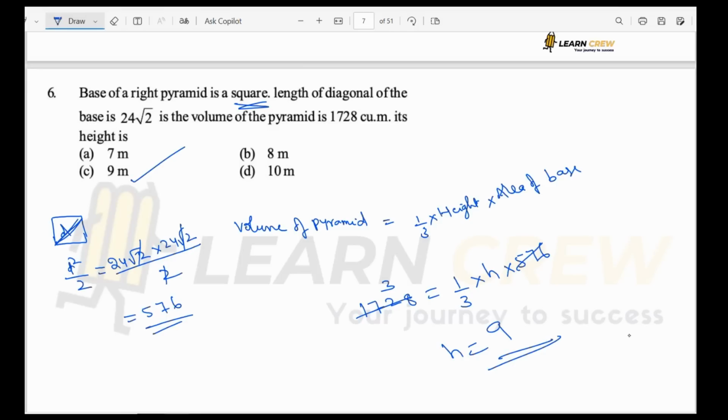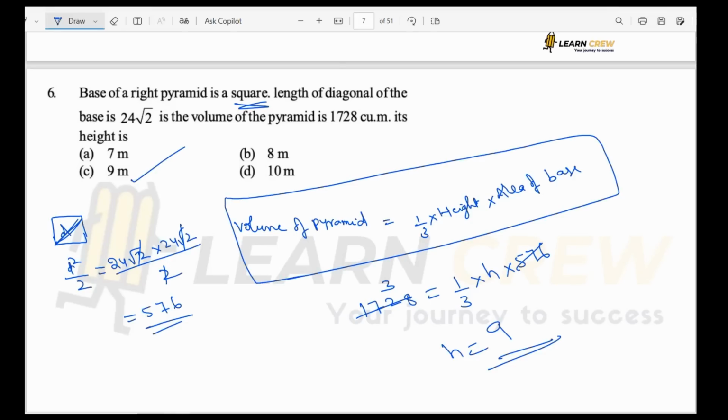Is it okay? You should know this formula. Volume of pyramid. Next one.